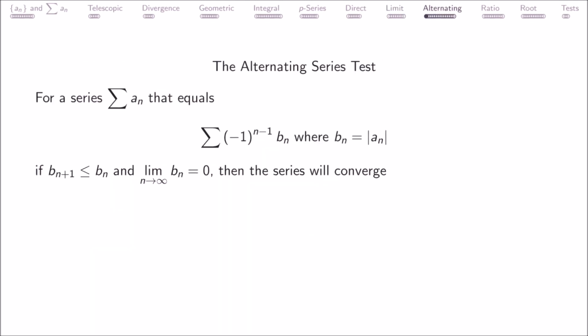The alternating series test. For a series An that equals this, if we take the absolute value of the terms, if the terms get smaller and the limit of the terms equals 0, then the series will converge.